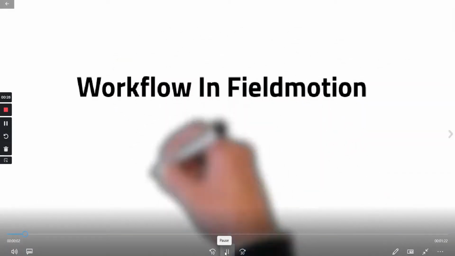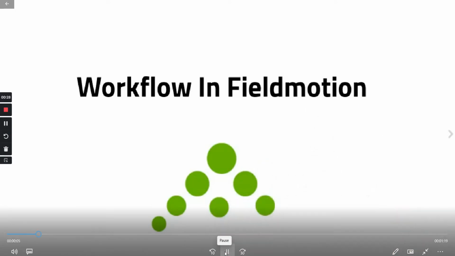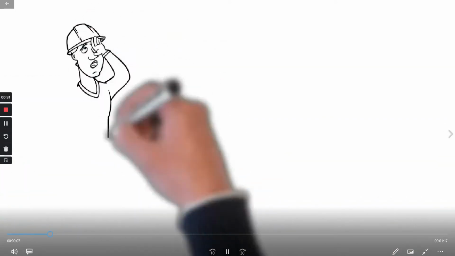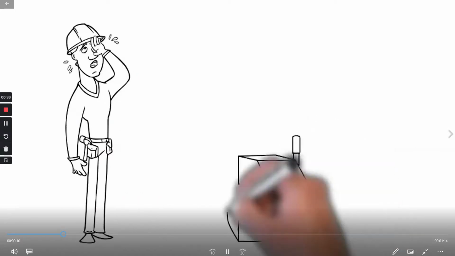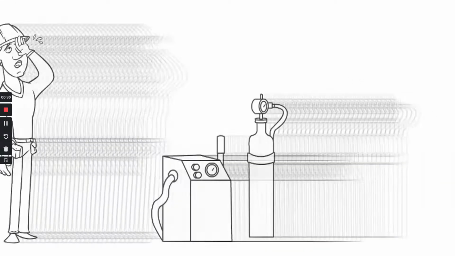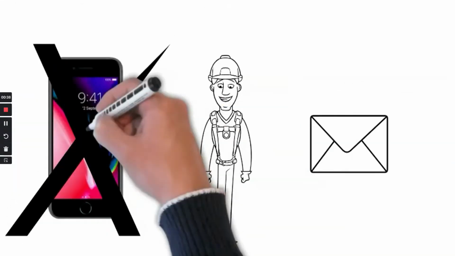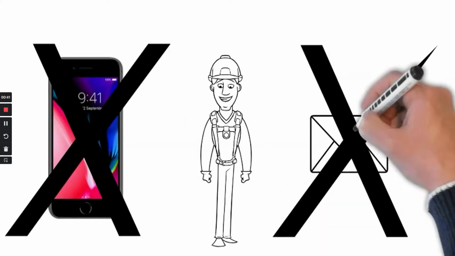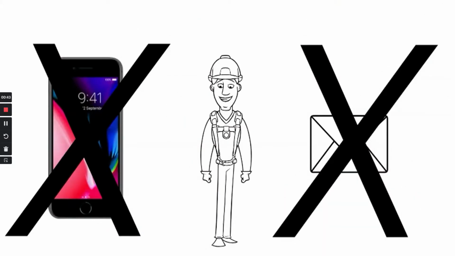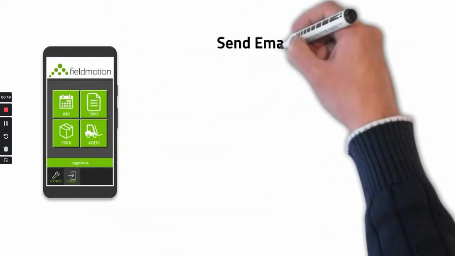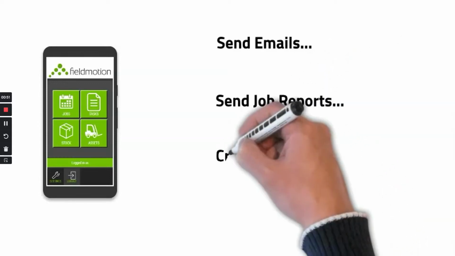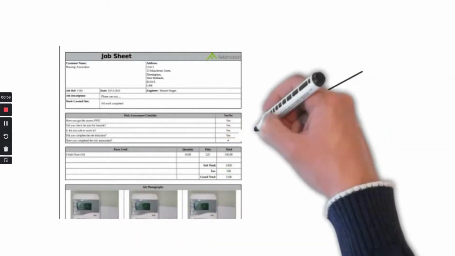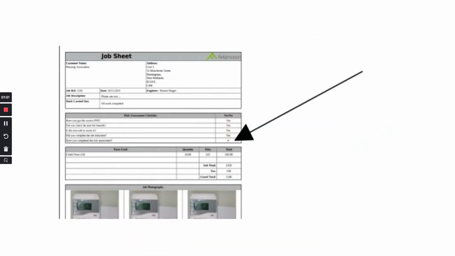How much do you know about workflow in Fieldmotion? This is Bill. Bill has just finished for today, but further unexpected work will be needed to finish off the job. So instead of having to ring the office or send emails, the Fieldmotion system can be set to do this automatically. When you complete a job in Fieldmotion, you can set up the system to send emails, send job reports, or even create further jobs. These workflow events can be set dependent on each form. They can also be set up dependent on answers within a form.